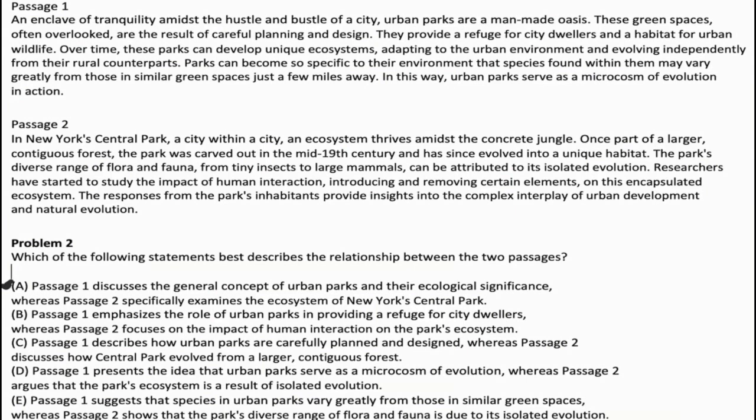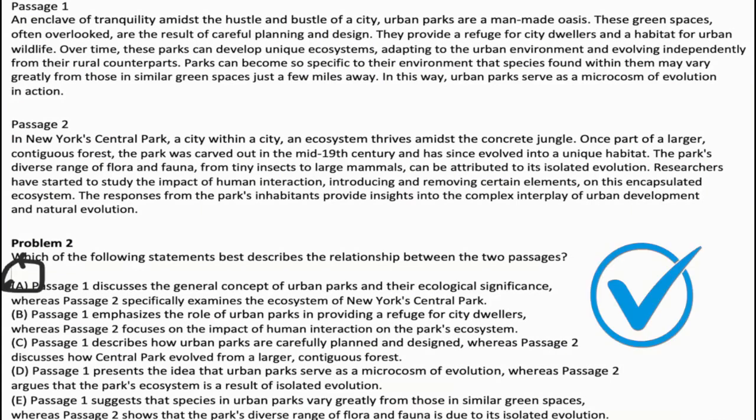And the last one, E, passage 1 suggests that species in urban parks vary greatly from those in similar green spaces, whereas passage 2 shows that the park's diverse range of flora and fauna is due to its isolated evolution. Again, those things are true, but that's not the main relationship between the passages. A is our best one for sure. It's the most straight ahead, and that's a great way to summarize the main difference between them.